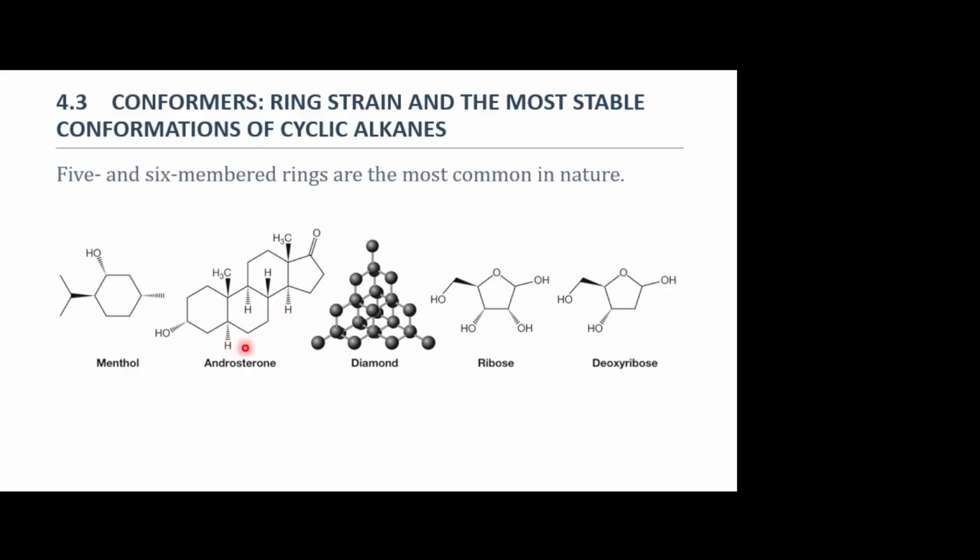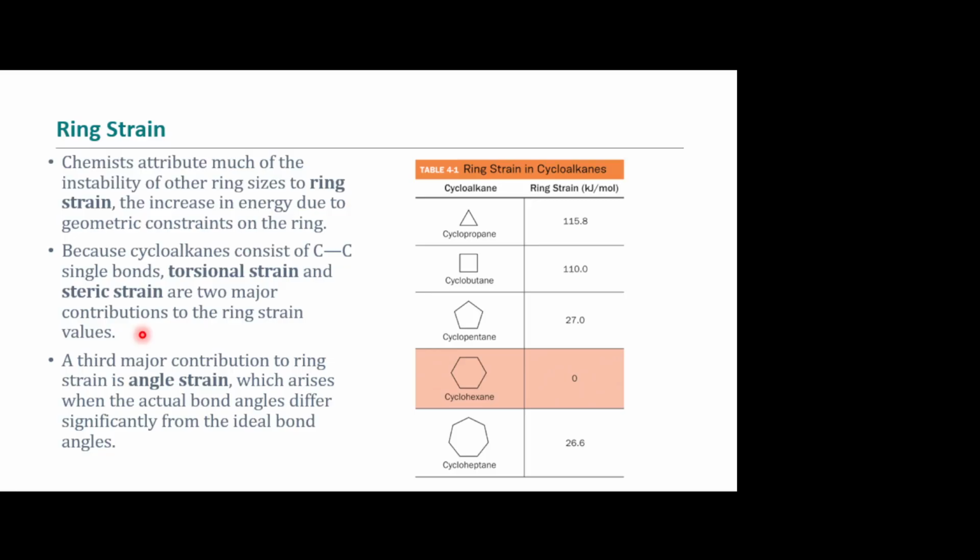This is androsterone. Excuse me. Really needed some water. And this one's menthol. So by far and away the most common ring structures, 5- and 6-member rings. And the reason for this is something called ring strain. Most of the instability for the other ring sizes is due to this ring strain, and that's going to be the increase in energy that's due to the geometric constraints of that ring.